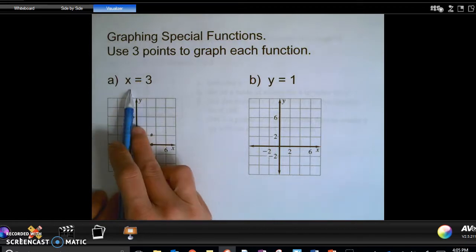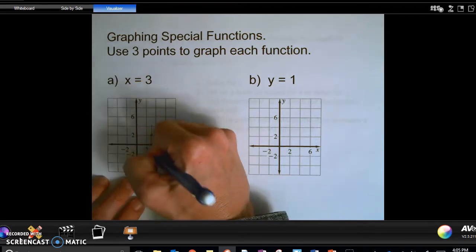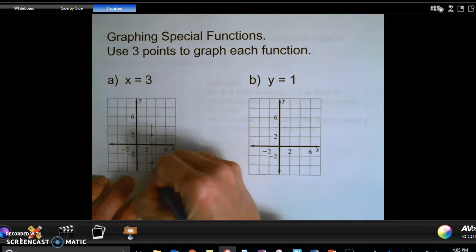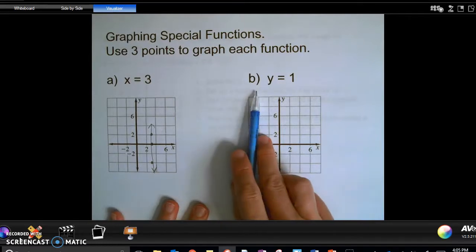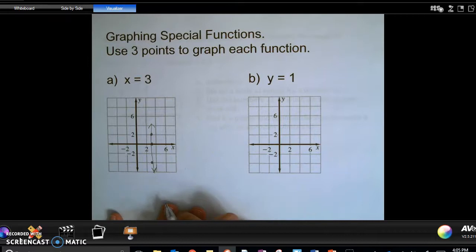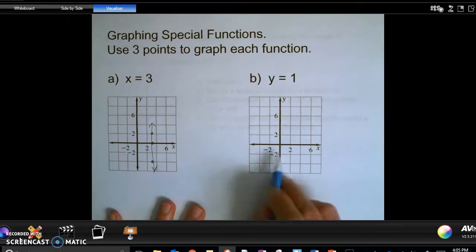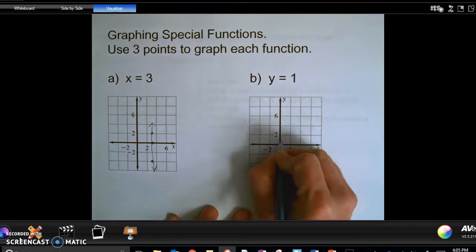So when I have an equation that says x equals 3, that means my x values are always 3. So this graphs a vertical line at x equals 3. In contrast, if my equation says y equals 1, then all of my y values are going to be +1. So from the origin, I'm going to go over 0, but up 1.